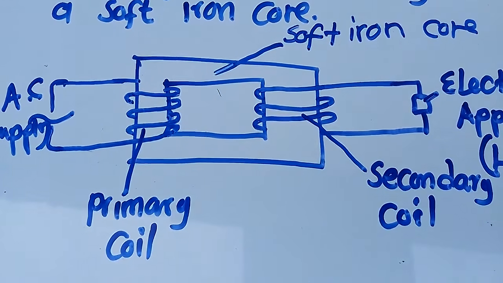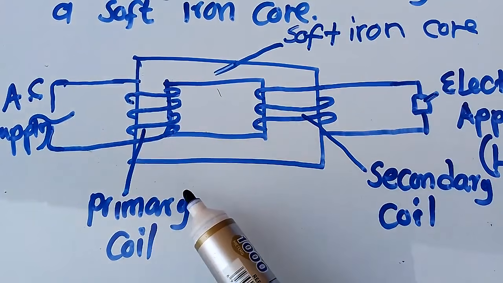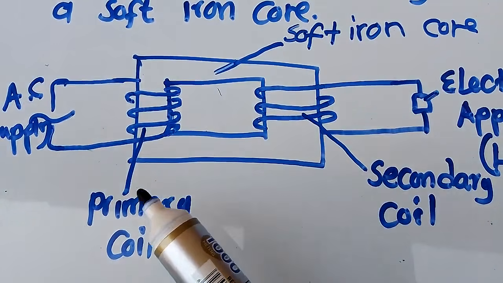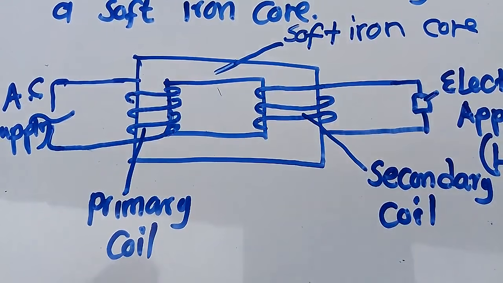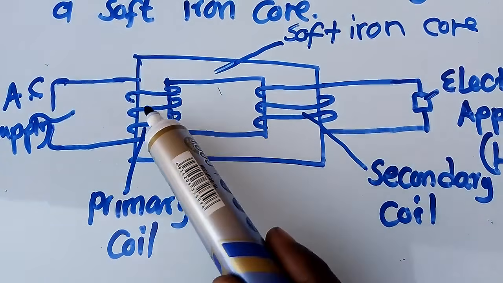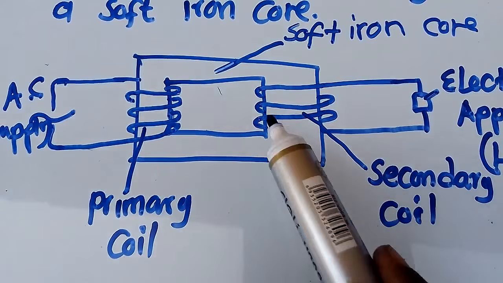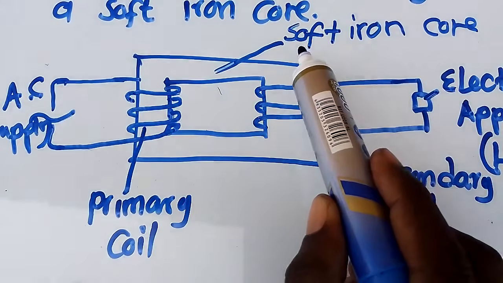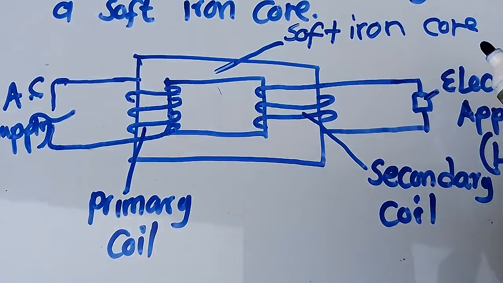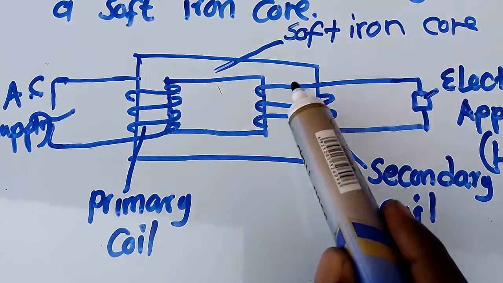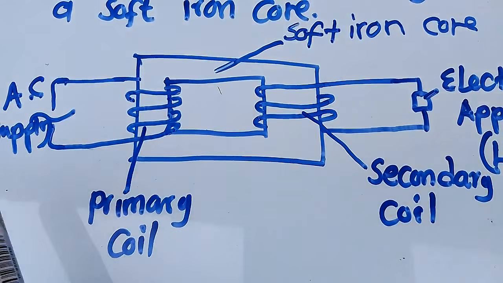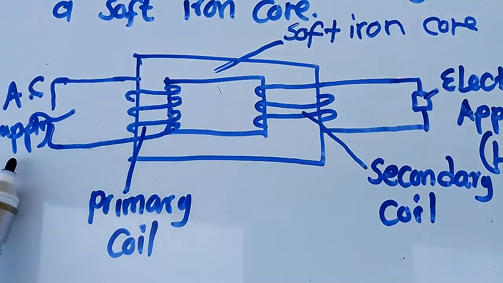This is how a transformer looks. I've labeled this transformer so that we are able to understand each and every term that I've used here. A transformer has the primary coil and the secondary coil. A transformer also consists of a soft iron core, this part here. And this is connected to the AC supply.